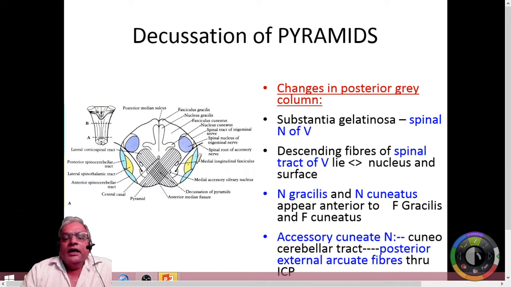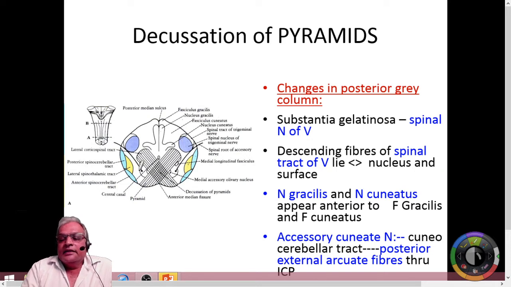Then you find the nucleus cuneatus and the nucleus gracilis. These start appearing just anterior to the fasciculus cuneatus and the fasciculus gracilis. So this is the fasciculus gracilis, the fasciculus cuneatus, and the nuclei start appearing here. That's on the dorsal plane. Here again, the posterior gray column is divided, and the sensory part becomes the nucleus gracilis and nucleus cuneatus. So these two are sensory.